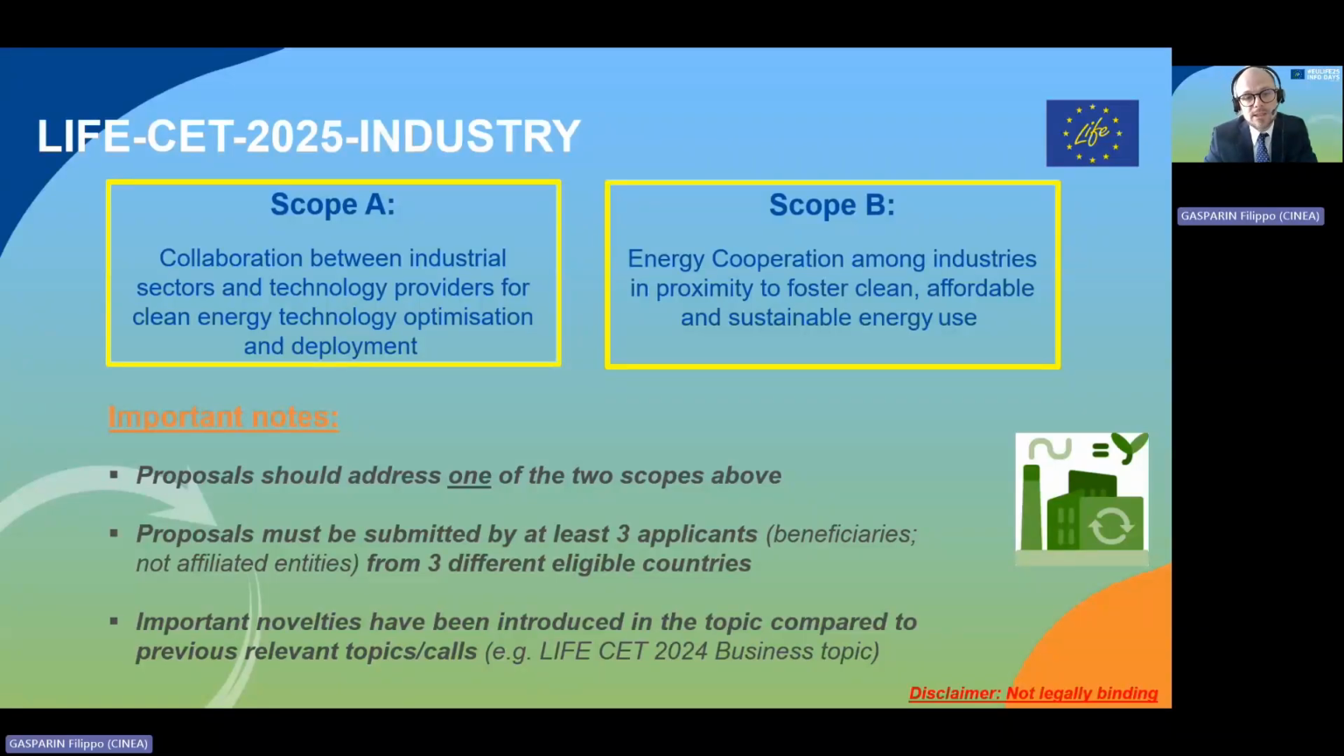And important elements have been introduced in this year's topic. Therefore, if you intend to resubmit a proposal, please be aware to change and to adjust the content of the proposal indeed according to the elements of this new live city industry topic.